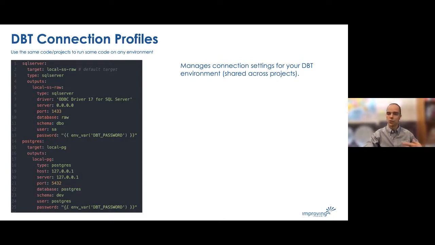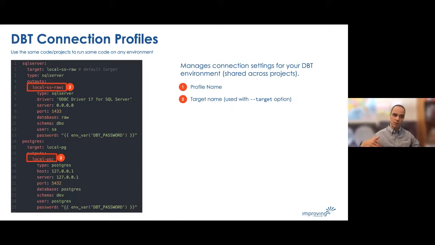So here are my connection profiles. You need a global profile.yaml file as a part of your project, and in here I've created one. I've got configurations for SQL Server and one for Postgres. I've named them SQL Server and Postgres, which is a little confusing, but I could have named them SS and PG. Then I have things like targets, so I could have multiple targets within my database system. I have local SS raw, which is my local version of SQL Server. It's the raw database. I could have another one for the model database, and it would have a different configuration.